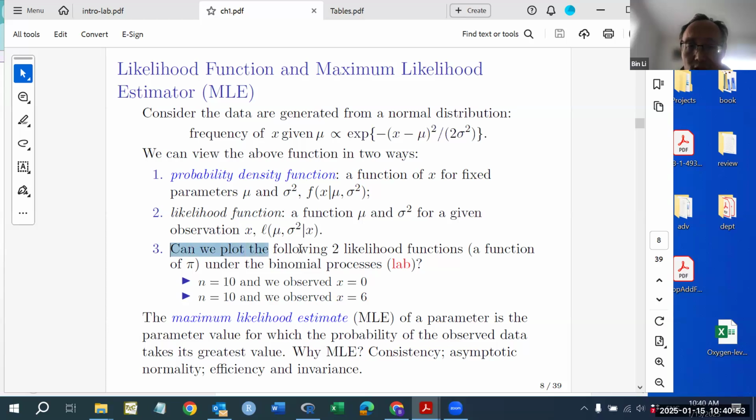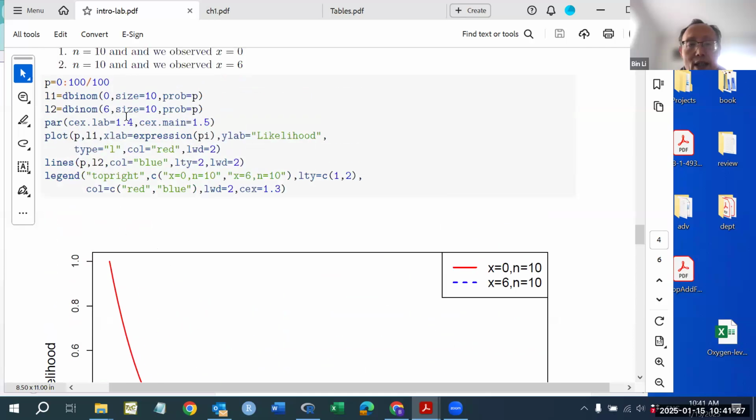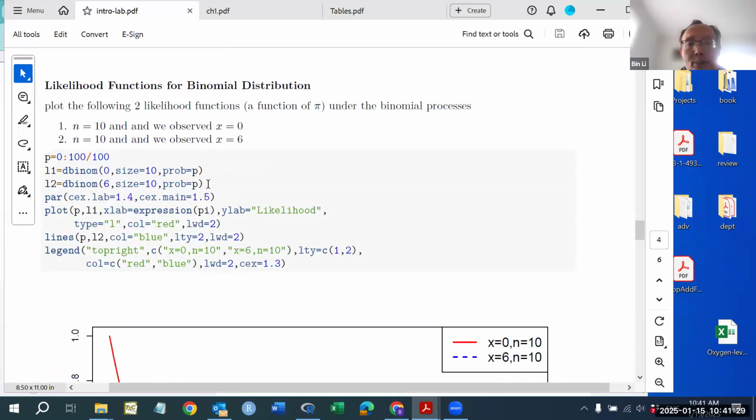Now, can we plot the following two likelihood functions? First, we have a binomial process with 10 trials, but what we observed is 0 successes. And the next one is 10 trials, but what we observed is 6 successes. I want to find out what the likelihood function looks like for these two situations. Here I posted in the lab notes this plot, and this is the sample code.